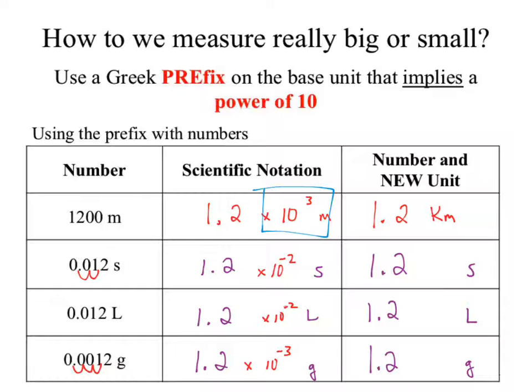What did 10 to the minus 2 mean? Centi. 10 to the minus 3? Milli. So we get 1.2 centiseconds, 1.2 centiliters, 1.2 milligrams. Everybody seems to freak out at centiseconds just because it sounds weird. Doesn't matter, it's right. That's what we're doing with our powers of 10 and those prefixes. Those prefixes hold meaning. If you don't know the meaning, then you can't do the conversions later on.